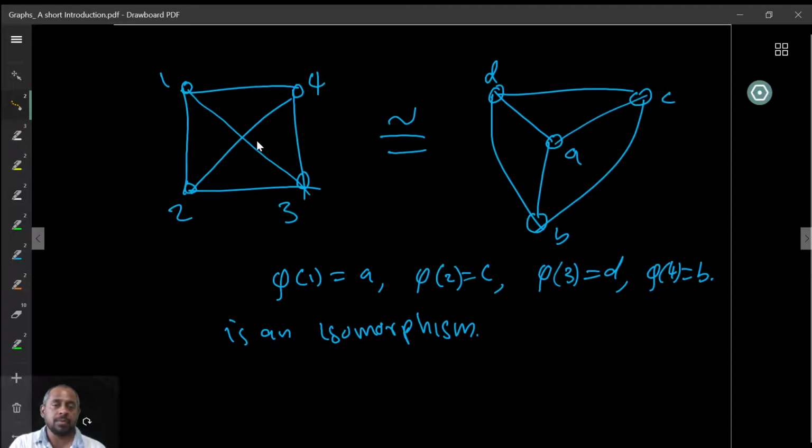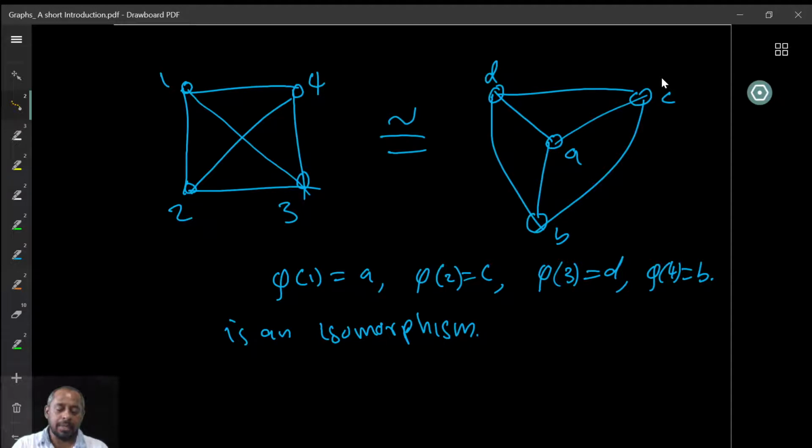This is a complete graph on four vertices. And here I have another representation of a complete graph on four vertices with vertex labels different, right? So A, B, C, D. If I map 1 to A, 2 to C, 3 to D, and 4 to B, you get an isomorphism because all the edges are preserved.